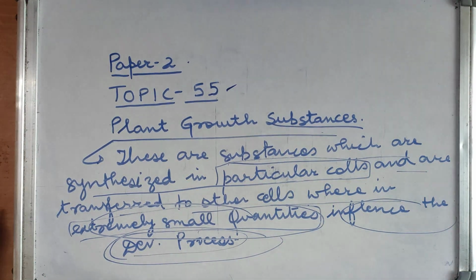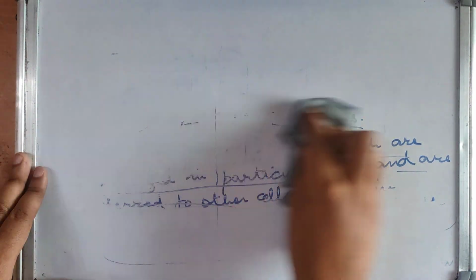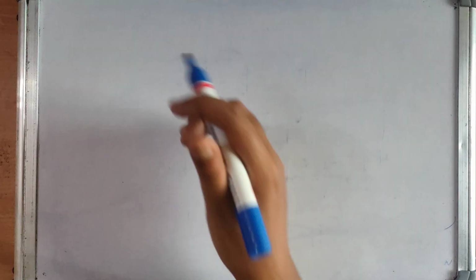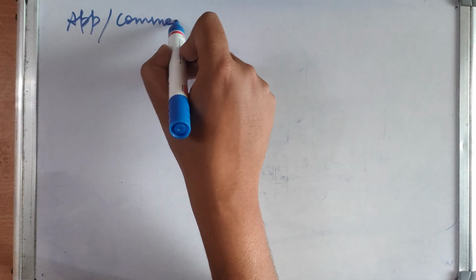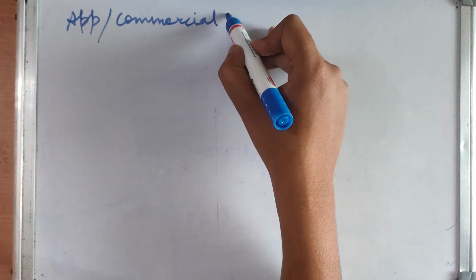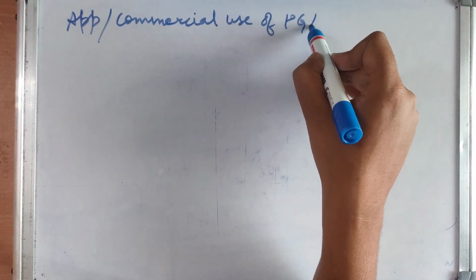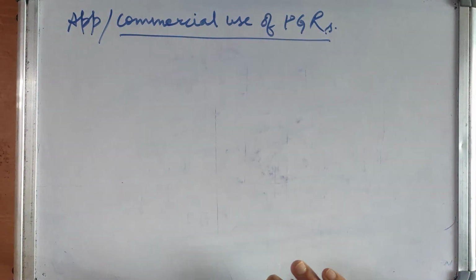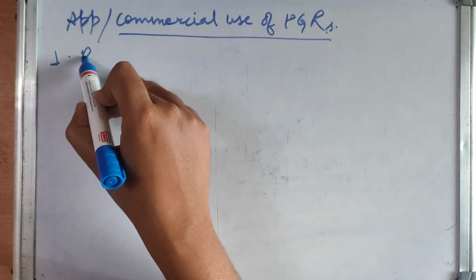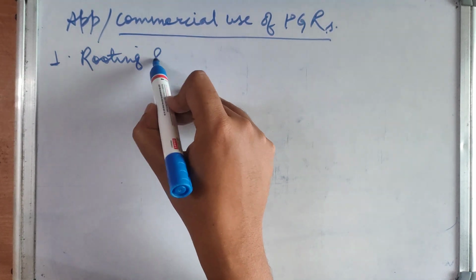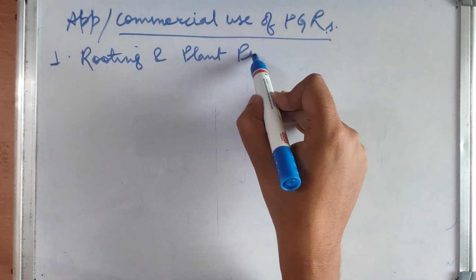Now moving on, what are the applications and commercial use of PGRs, that is plant growth regulators, or you can say plant growth substances? They are kind of the same thing. So we are discussing here the commercial use of PGRs. First of all, rooting and plant propagation.